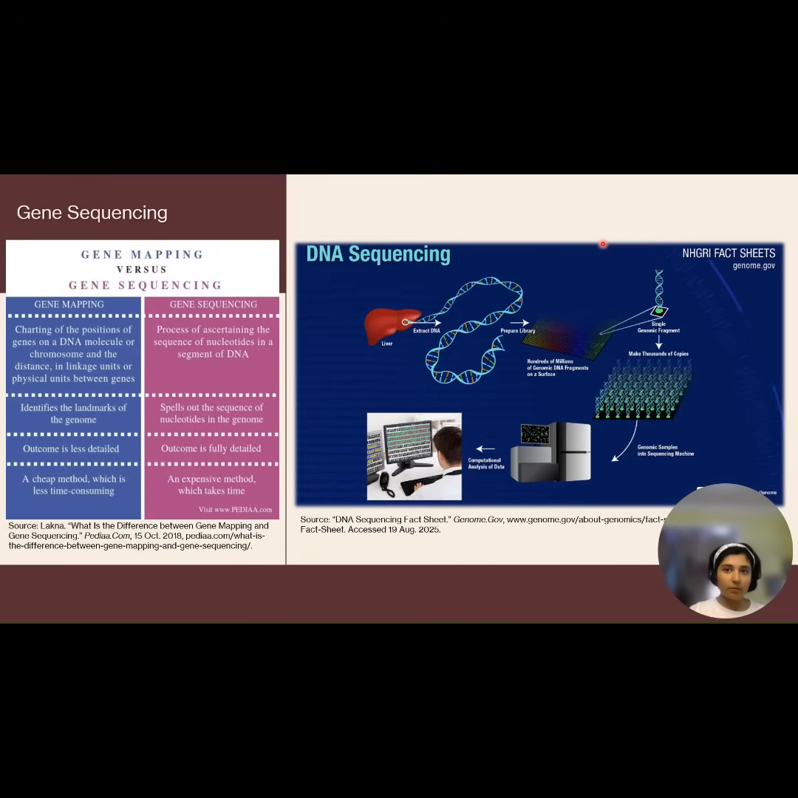Therefore, the main difference between gene mapping and gene sequencing is that gene mapping identifies the locus or location of genes and their relative distance within the genome, whereas gene sequencing spells out the order of the nucleotides which makes up the genes in the genome. Furthermore, gene mapping results in a less detailed outcome, while gene sequencing results in a fully detailed outcome.